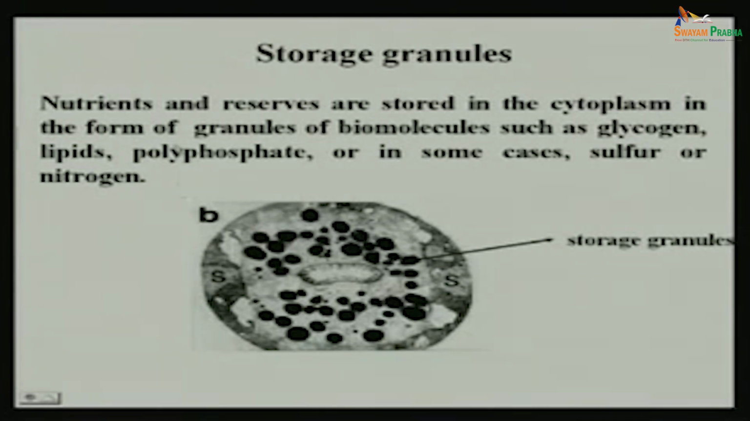Besides this mesosome, we have the storage granule. The nutrients and reserves are stored in the cytoplasm in the form of granules, in biomolecules such as glycogen, lipid, polyphosphate, or in some cases sulfur and nitrogen are also accumulated in the form of storage granules.